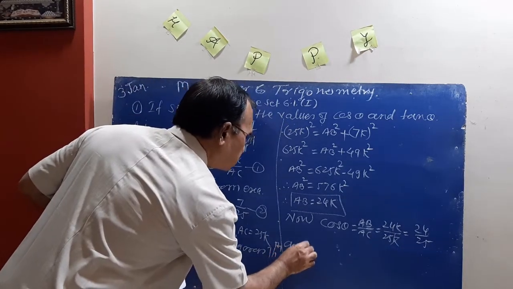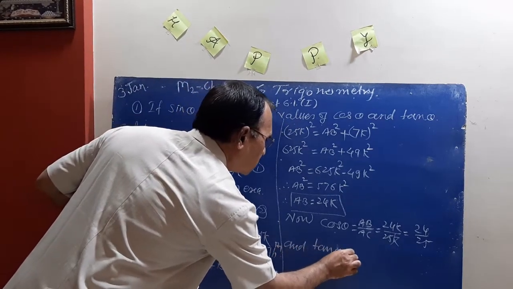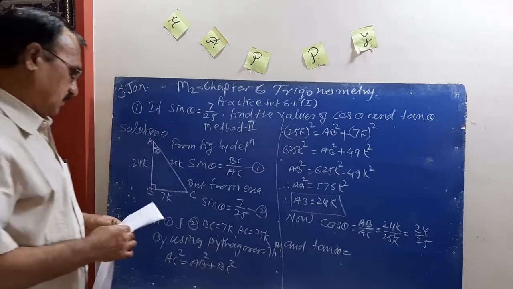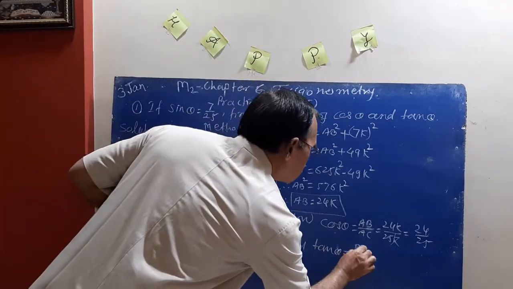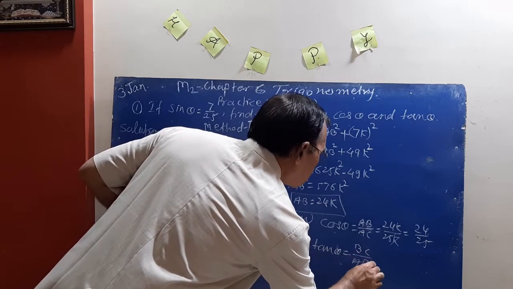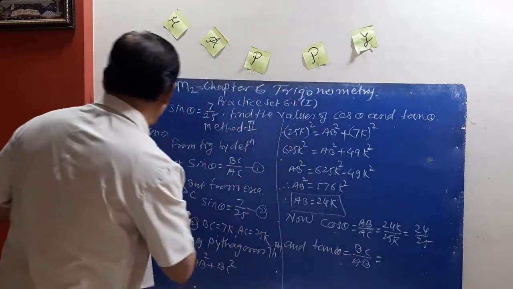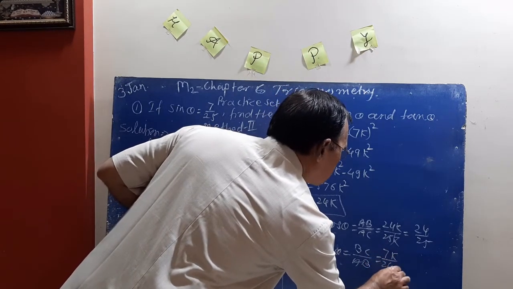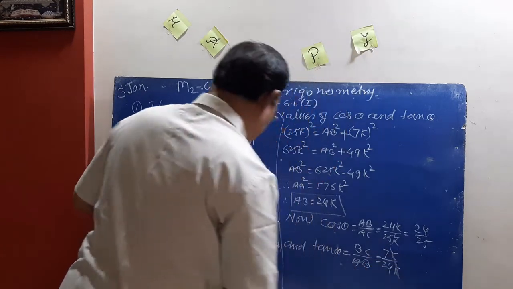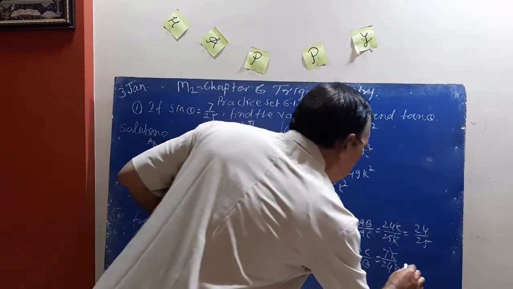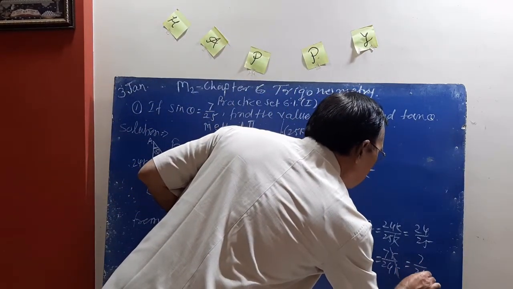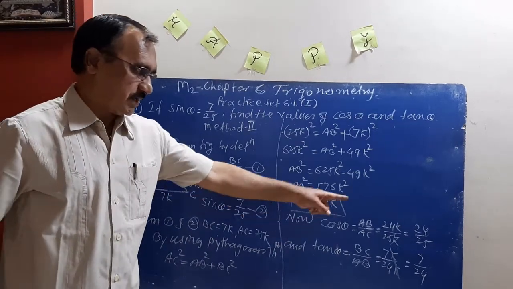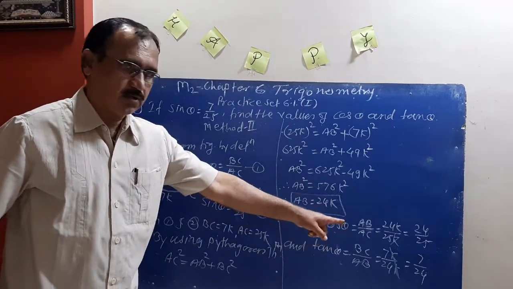and tan theta is equal to opposite upon adjacent, BC upon AB is equal to 7K upon 24K. Again K gets cancelled, is equal to 7 upon 24. These are the required ratios. Cos theta is equal to 24 upon 25 and tan theta is equal to 7 upon 24.